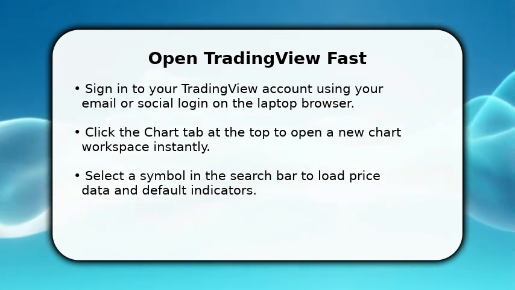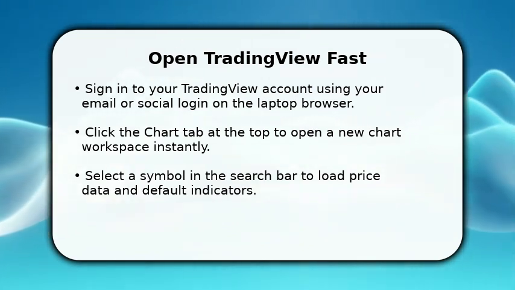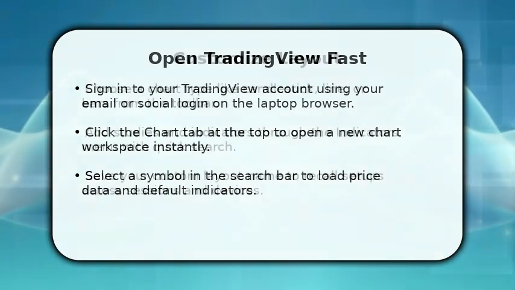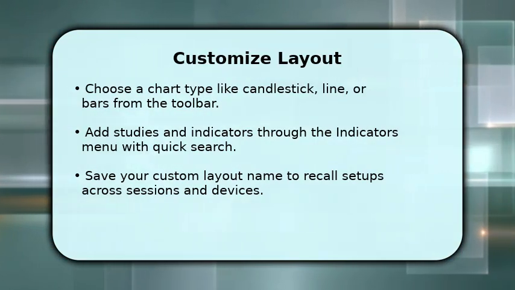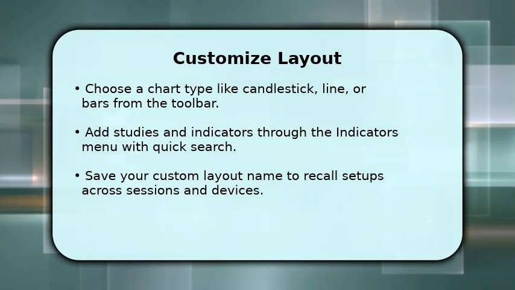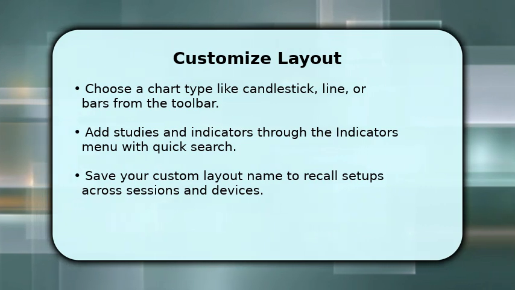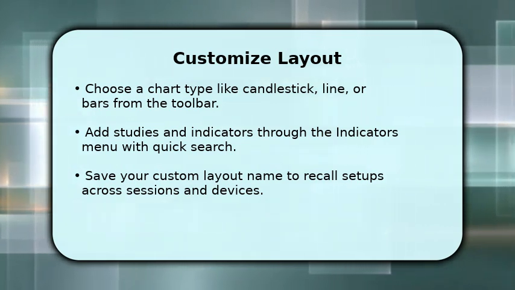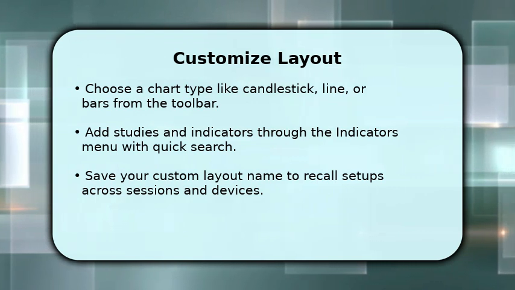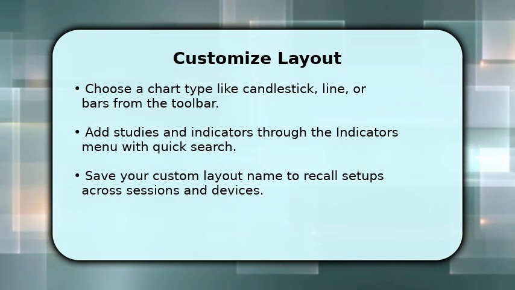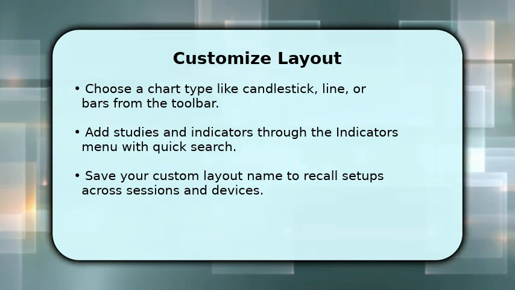Adjust the time frame, add indicators from the left menu, and save the layout to access it later on any device. Start by selecting the chart type that fits your strategy, such as candlesticks for price action or line for quick trends. Open the Indicators menu and search for moving averages, RSI, or Bollinger Bands to add them to your chart. Arrange panes by dragging edges and create custom color themes for clarity.